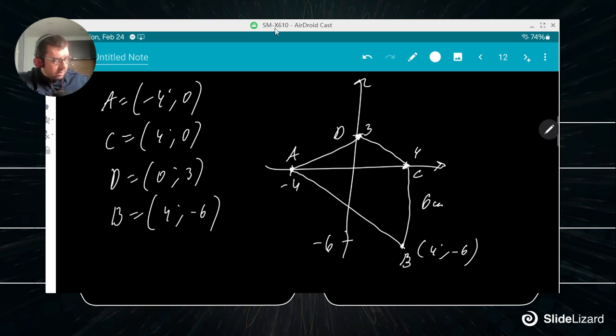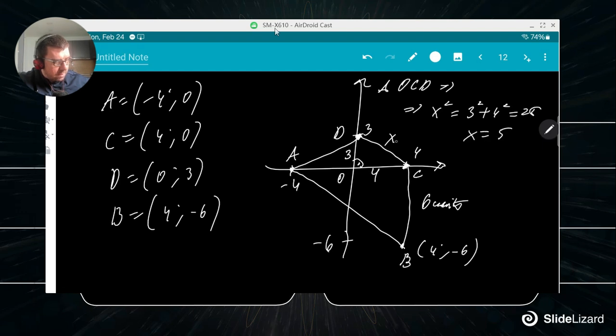This is 6 units of measurement. Now this is 3, this is 4. I use the Pythagorean theorem. So for triangle ODC, if this is x, x squared equals 3 squared plus 4 squared, which is 25, x equals 5. So this is 5, this is 5.